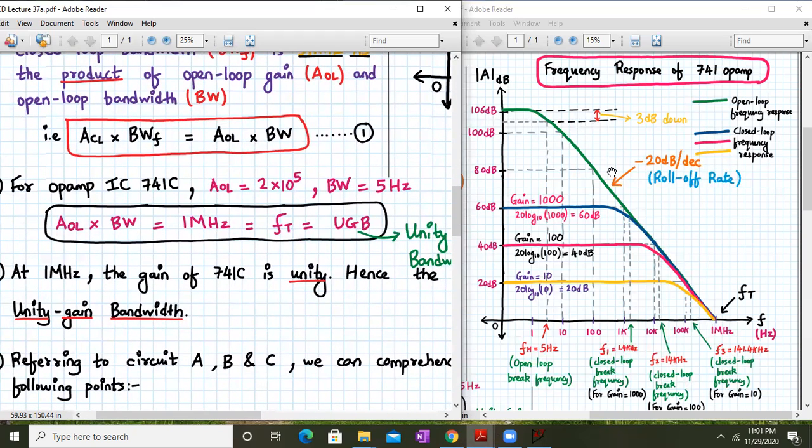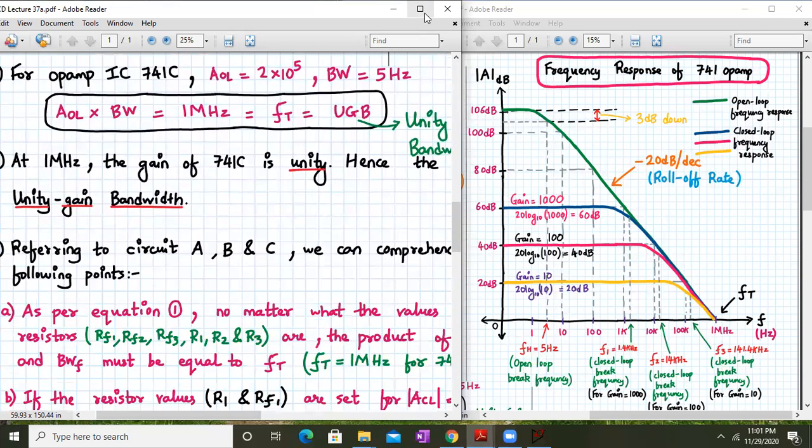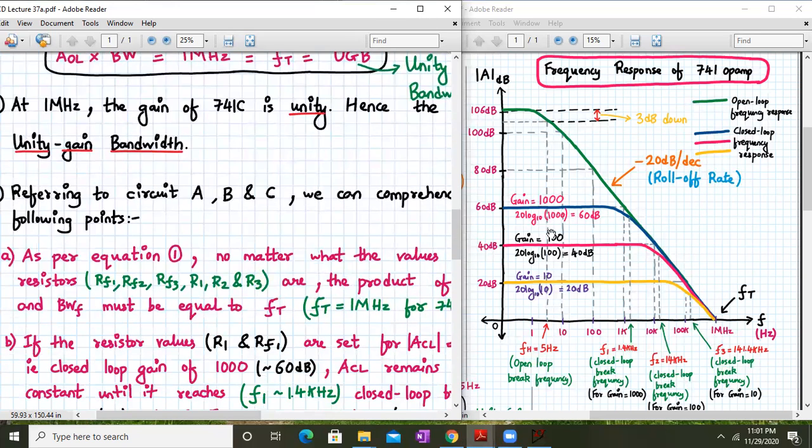So whenever this green color curve, that is the open loop frequency response, touches this x-axis, now x-axis is basically 0 dB, that means gain of 1. Any point on the x-axis. And all these curves, the blue color, pink color and the yellow color, are the closed loop frequency responses. All of them merge together with the open loop frequency response, and they meet at a common point, that is at 1 megahertz. Okay, now let us analyze some circuits in detail.